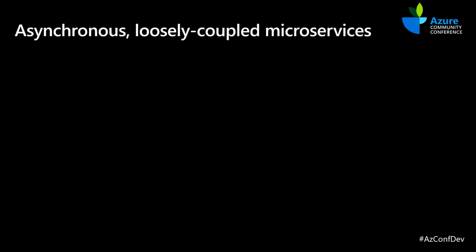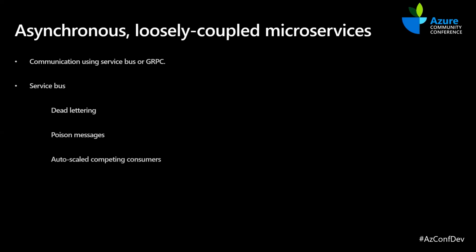Always plan for loosely coupled microservices that coordinate in an asynchronous fashion. So typically this is done using gRPC or service bus or other message buses. We prefer service bus because it has a whole bunch of built-in mechanisms for dead letter messages, poison messages, even patterns like competing consumers. You want to auto scale out the number of competing consumers to drain out the queue faster. All those patterns are inherently supported by service bus.